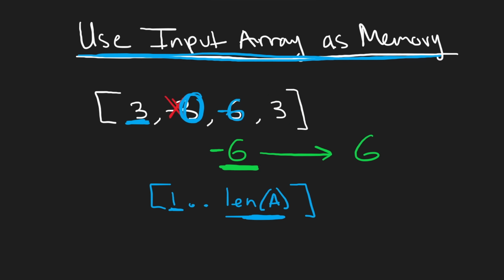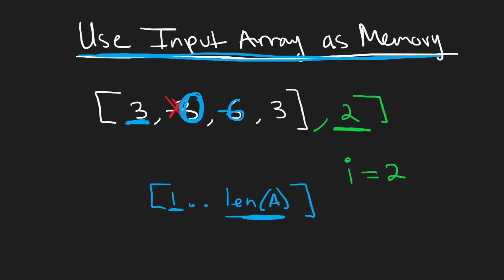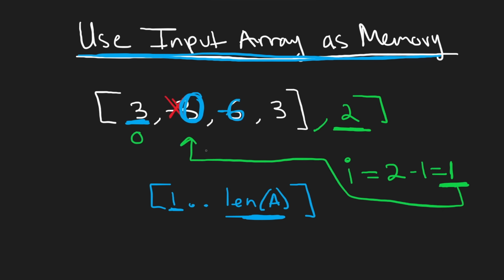But my question to you is, what if we had one more value in our input array and it was a 2? Then we want to mark that 2 exists in this input array. So we can compute i equals 2 minus 1. That's going to be 1. So we're going to go to the 1 index value in our input array. This is index 0, this is index 1. So now we want to change this to a negative value to mark that 2 exists in the input array.